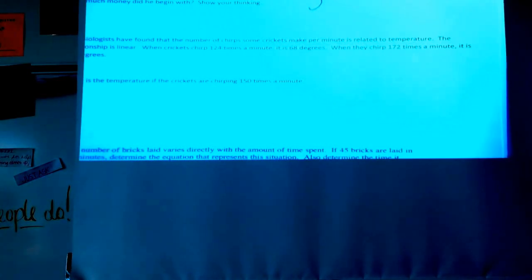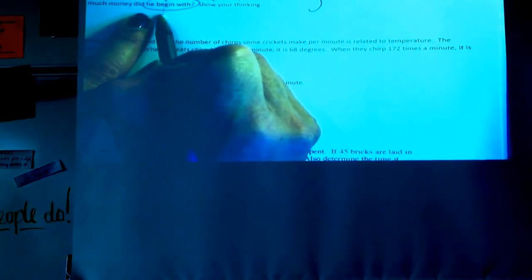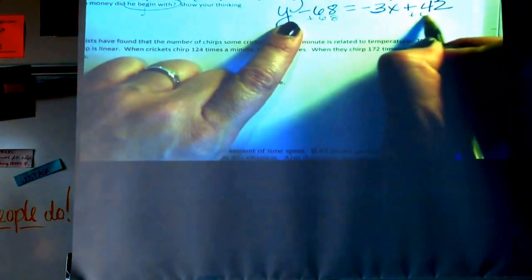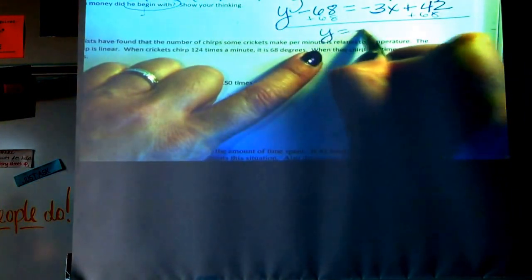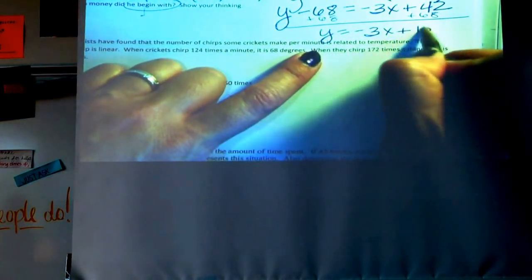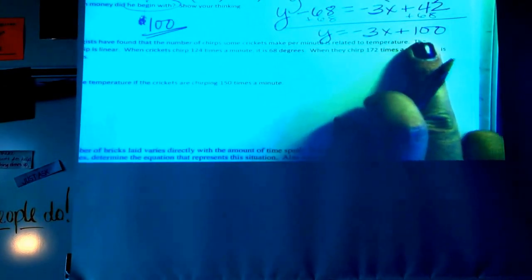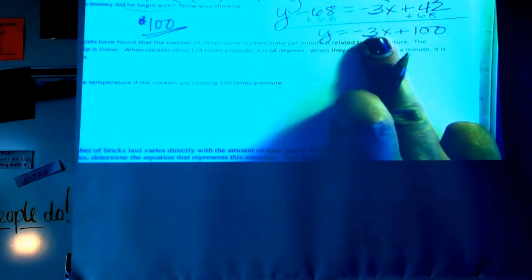I think this equation is a lot more useful, especially since what's going on next is how much money did he begin with? If I distribute and simplify this down to slope-intercept form, negative 3x plus 42. If I simplify this down to slope-intercept form, I'm going to find out where we started. If I add 68 to both sides, y is equal to negative 3x plus 100. How much money did he start with? $100. Taking away $3 every day.